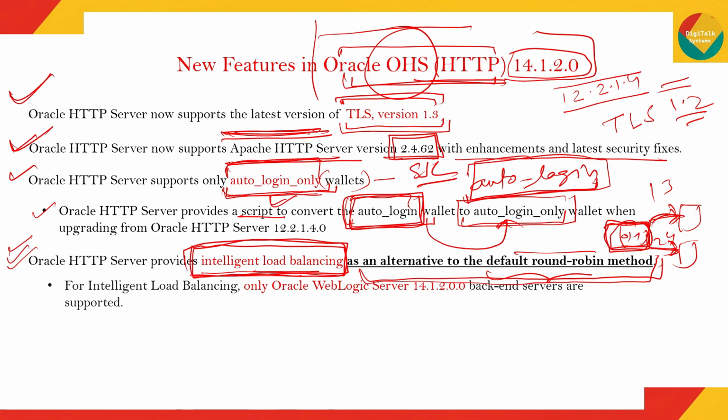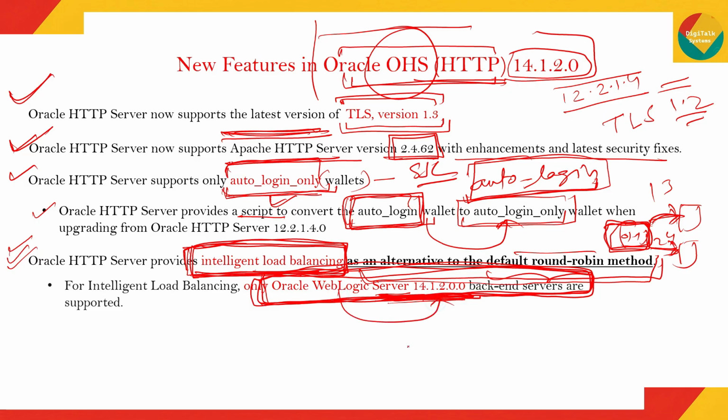But one more piece of information: this particular intelligent load balancing in OHS 14.1.2.0 is applicable only for WebLogic Server 14.1.2.0 backend servers. That means you can configure this feature only for load balancing requests to WebLogic Server 14.1.2.0. This information is not there in the OHS new features document; you will get it in a separate, different location, so I have added it here. So make sure it is only applicable for WebLogic Server 14.1.2.0.